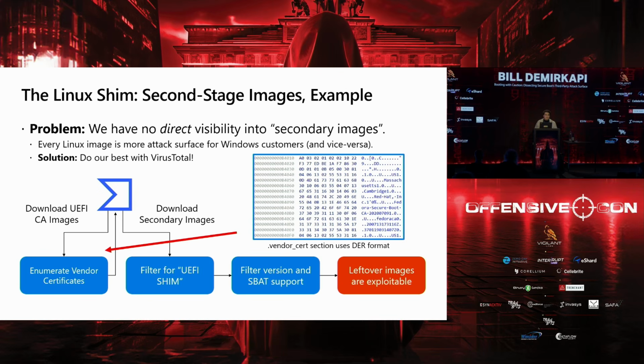And again, there were quite a few of these images that unfortunately were left over and not revoked. This is another example of how you can find vulnerabilities in the Linux Shim by looking at secondary images, or the images that are signed by the initial vendor certificate.